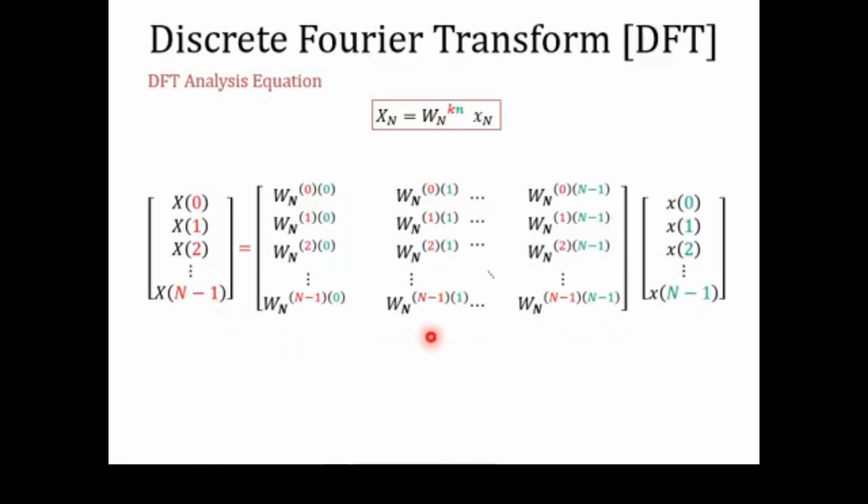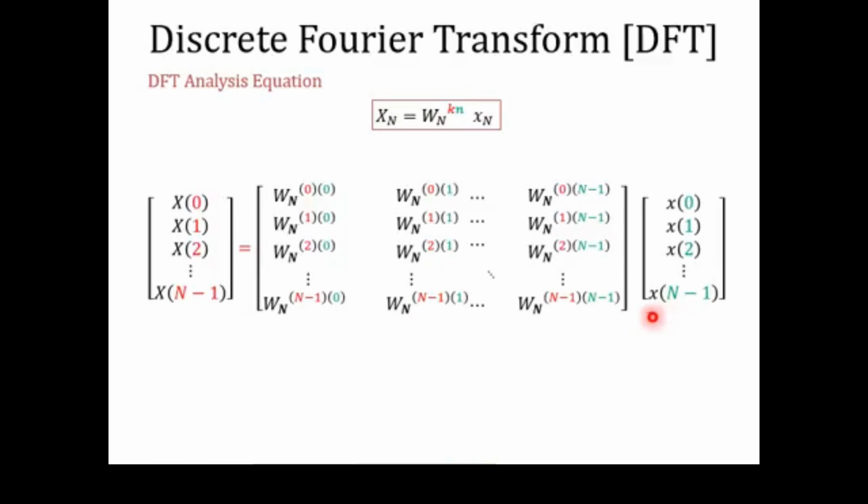Now, the first thing which we have to do is identify the nature of this matrix and this vector, whether they contain complex numbers or real numbers. As we already know, this W matrix simply contains discrete complex exponentials. So the nature of this W matrix will definitely be complex because it contains complex numbers.